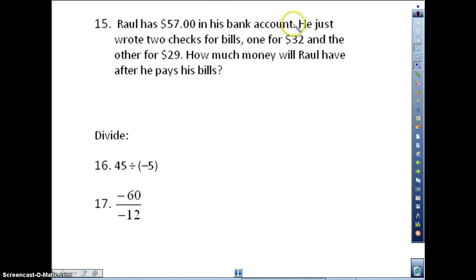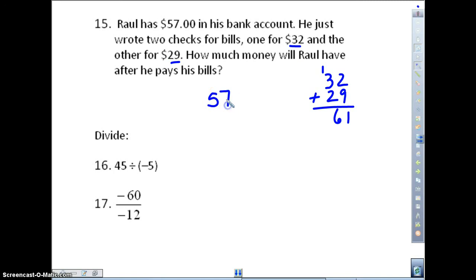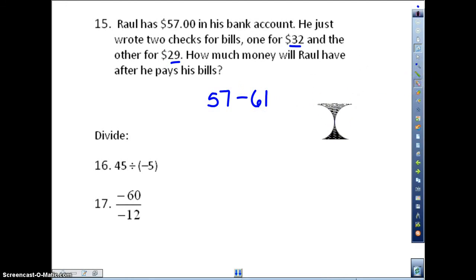Raul has $57 in his bank account. He just wrote 2 checks for bills, one for $32 and the other for $29. How much money will Raul have after he pays his bills? Let's add these two together to see what his total bills came to. Add those together and you get $61. He paid $61. He only had $57 in his account. He had $57 in his account. He wrote a check. He took out $61. How much does he have left in his account?